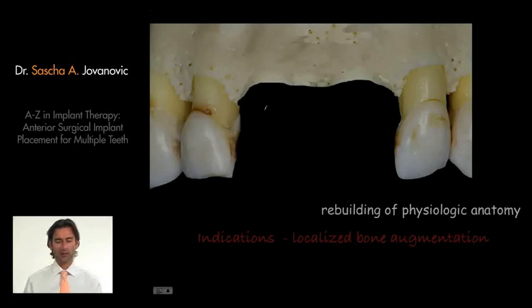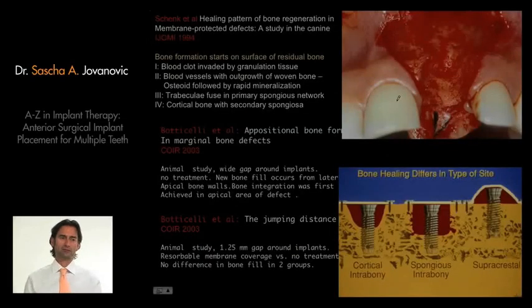So rebuilding of the physiological anatomy is important for me, because usually when multiple teeth are missing, you can see already this is the papilla height, but it flattens out. So this is quite a typical view for a ridge. So you want to thicken it, and you want to heighten it. Very important.